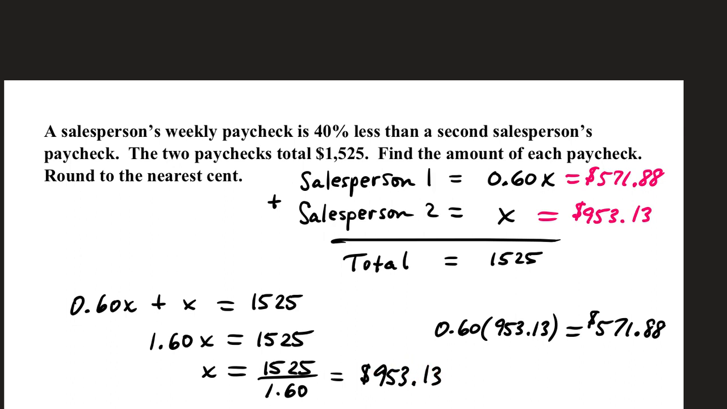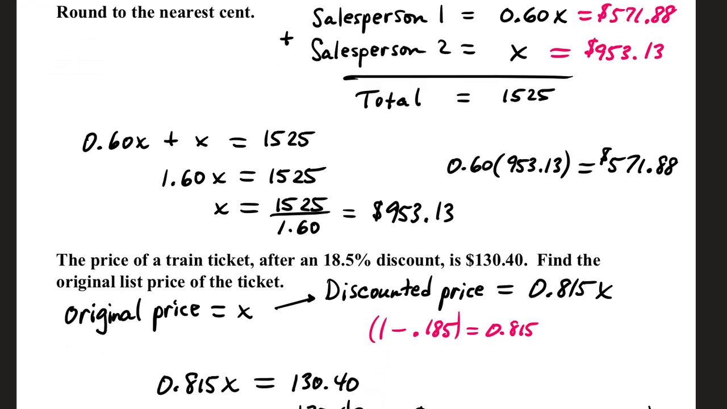$953.13. 60% of that amount is $571.88. So we now know that salesperson 1 made $571.88, while salesperson 2 made $953.13.